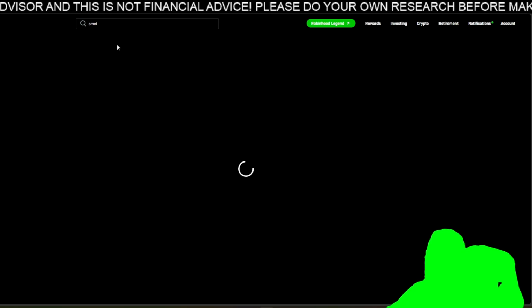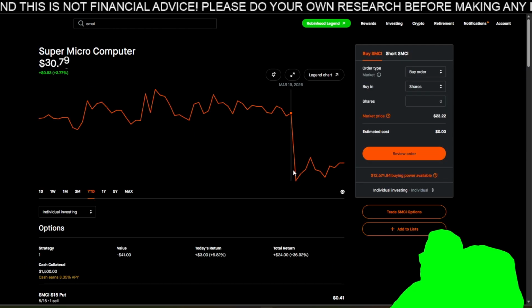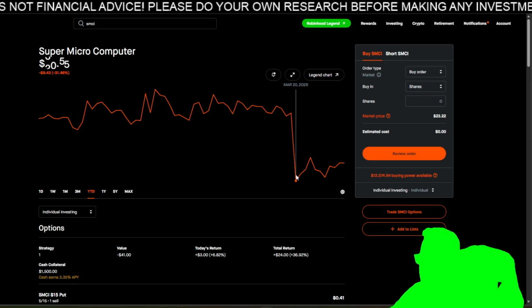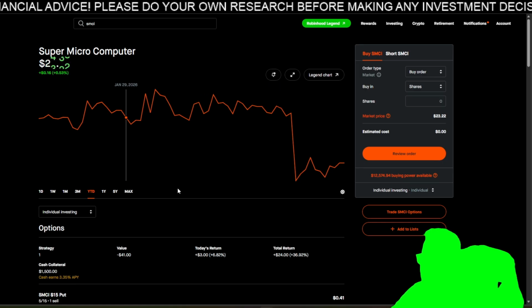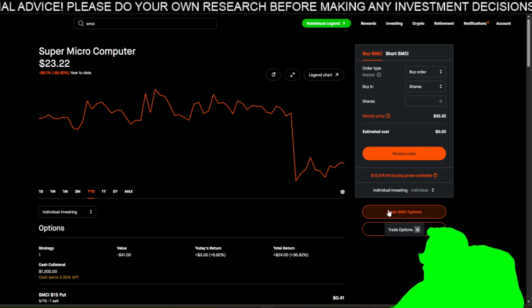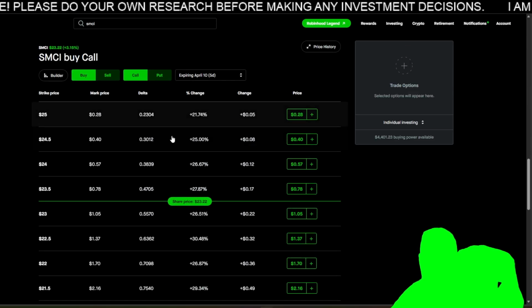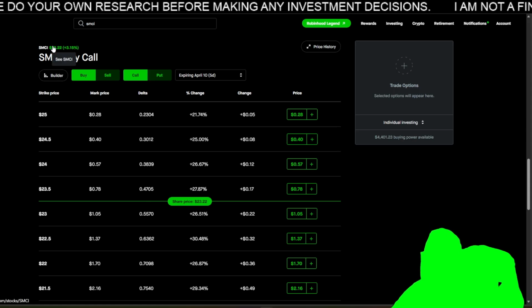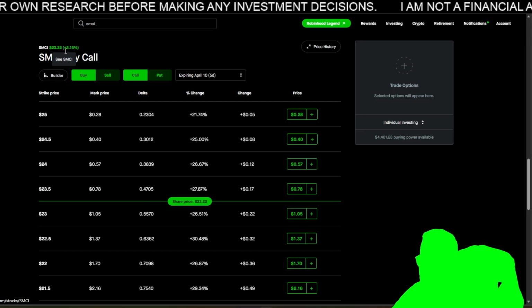Super Micro Computer is one that I still like, even though they had the big pullback because of the scandal of illegal smuggling of parts over in China. I like Super Micro as an overall value play. So if you go to trade Super Micro Computer options, you go to SMCI options, same option chain. Nothing is different. You look at $23. If you can afford $2,300, that's okay. $2,300 here would be 100 shares' worth.